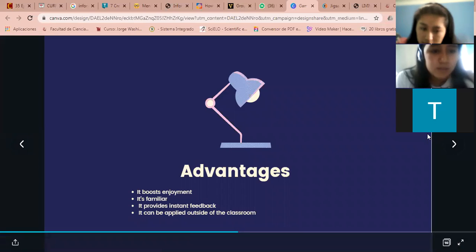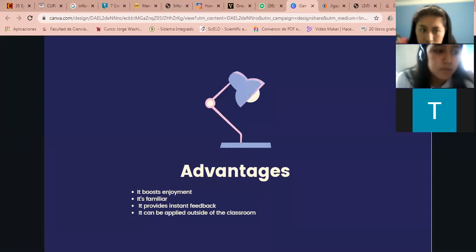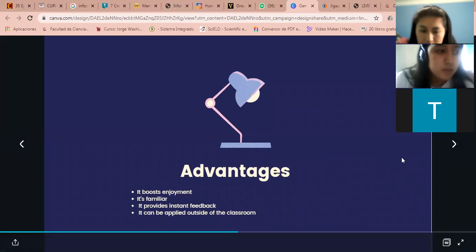What are the advantages of gamification in education? Educators are constantly experimenting with new ways to engage students. Teaching has moved well past the model of delivering a syllabus of information to a static classroom or lecture theater. Group discussions and student-led collaboration activities encourage and stimulate new ideas and promote critical thinking. Some advantages are that it's enjoyable, it's familiar, and it provides instant feedback. Also, it can be applied outside of the classroom.